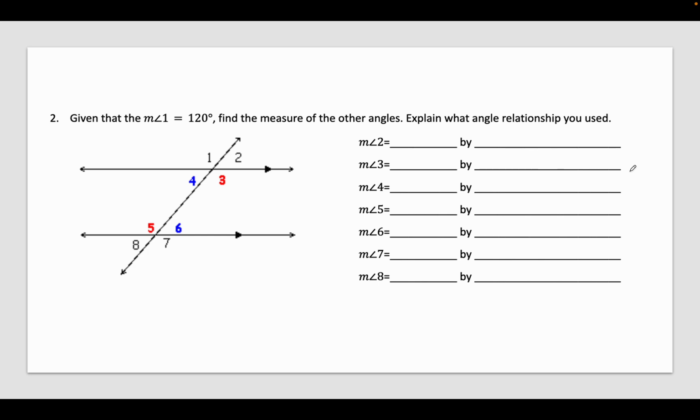So now we're still using those same properties as what we just had. We just now need to find what the other angles are equal to, given that one angle is 120 degrees. So this angle is 120 degrees. Let me fix my degrees sign.